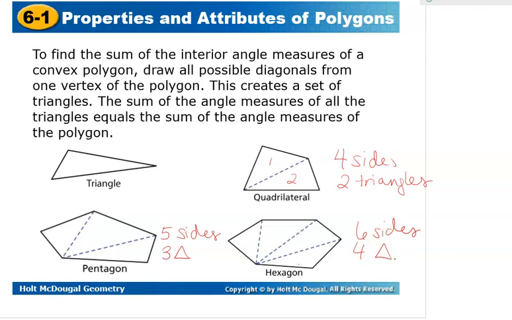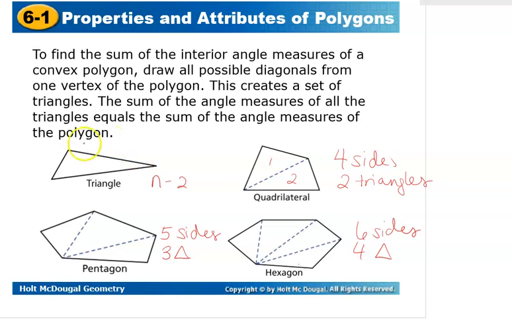Do you notice a pattern? Well, the number of sides minus 2 gives me how many triangles are inside. So I had 4 sides, I subtract 2, I get 2 triangles. I had 5 sides, I subtract 2, I get 3 triangles. I had 6 sides, I subtract 2, I get 4 triangles. Okay, so the number of sides minus 2 gives me the number of triangles.